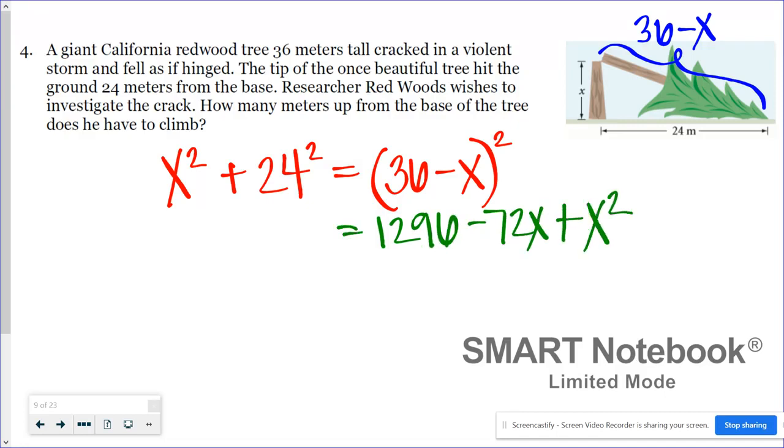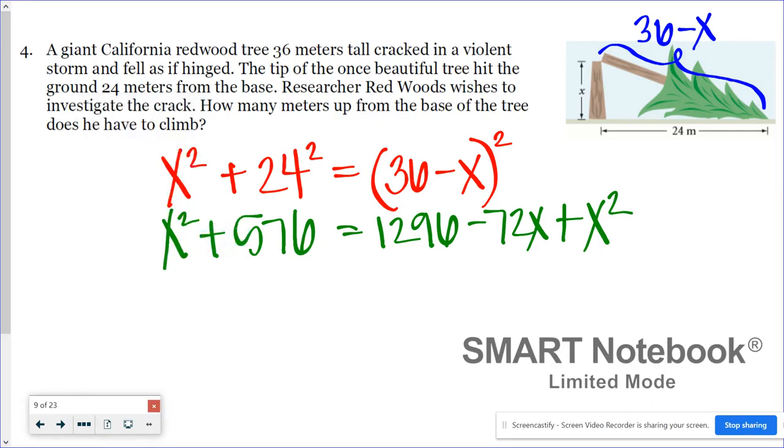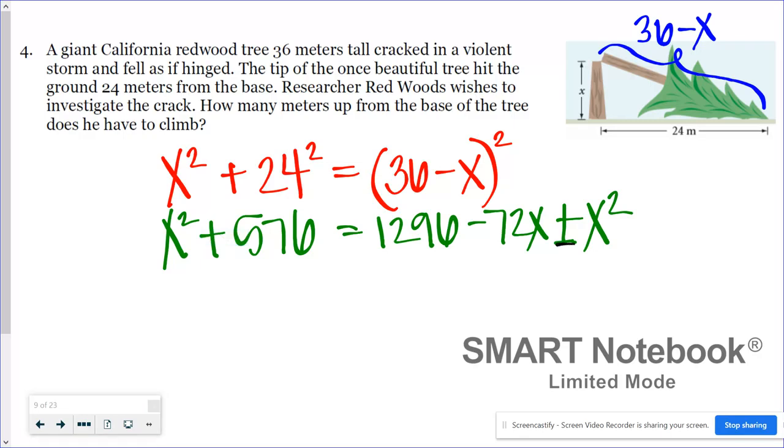Over here on the left, that's a little bit more direct. I have x squared plus 576. I want you to compare left side to right side. What do you notice? Yes, there is an x squared on both sides. If I were to try and get them onto the same side, they would just cancel each other out because I'd be doing minus x squared, minus x squared. So the x squareds are completely canceled out.